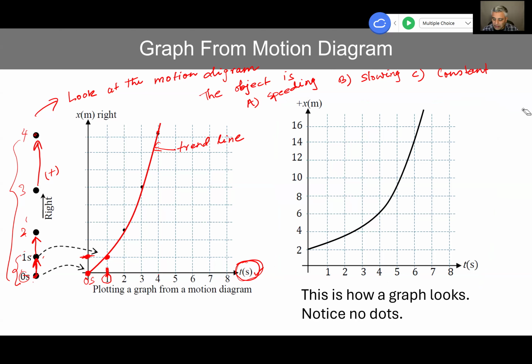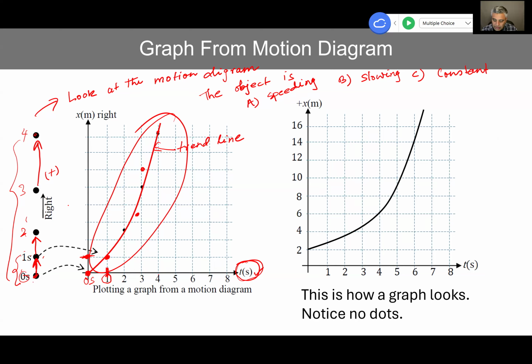So basically this trend line is like drawing through the average of the dots, so it doesn't have to pass through each and every dot. Sometimes a dot may be slightly off from the line, okay? That may be the case. But once we have a trend line, we forget about the dots. We forget about the dots.